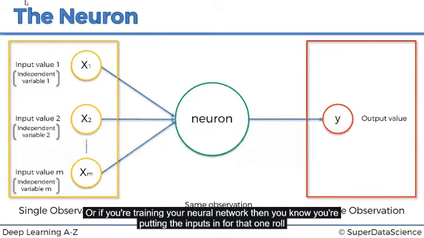Or if you're training your neural network, then you're putting the inputs in for that one row, and you're putting the output in for that one row. If you want to simplify the complexity, think of it as a simple linear regression or a multivariate linear regression. You're putting in your values, you have your output. There's no question about it when we're talking about regression, because we're so used to it. Same thing here. It's nothing too complex.